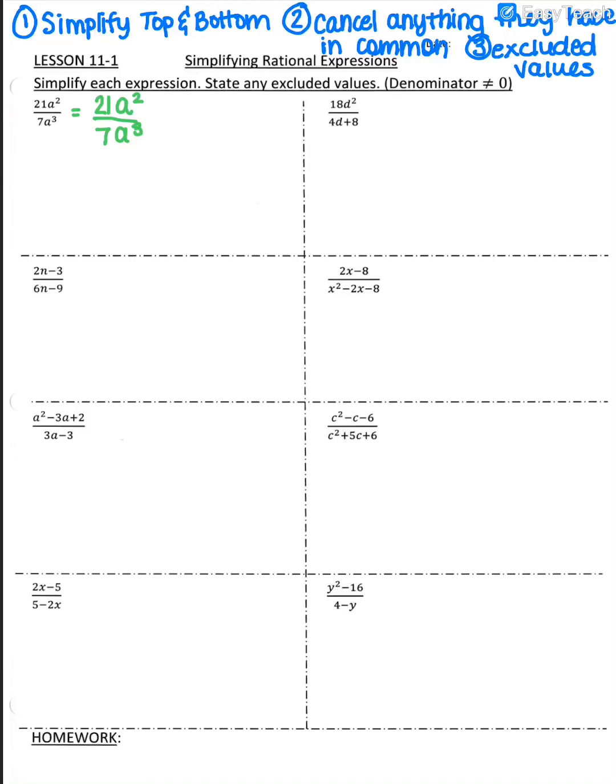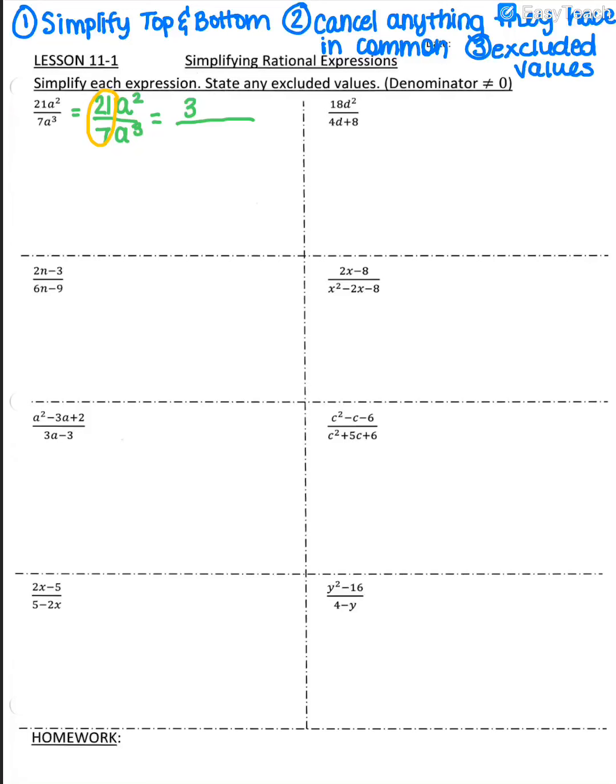And now we're just going to try to cancel anything that they have in common. And this one, it's a little bit harder to see, but we're going to take it one step at a time. So we're going to start by canceling or dividing the regular numbers. I'm going to use dividing more for the regular numbers. So I can take 21 and divide it by 7. And when I do that, I'm going to get 3, and the 3 is going to stay on the top because that's where the bigger number was originally. Okay, if the 21 had been on the bottom, we would put the 3 on the bottom. But in this case, it was on top, so we're going to leave it there.